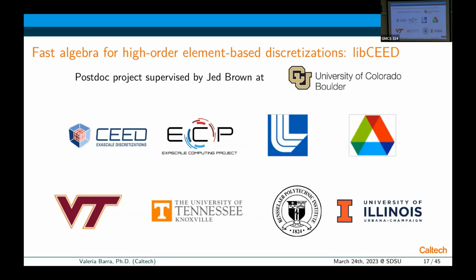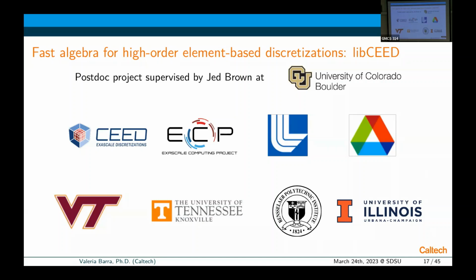Actually, I didn't put all of the logos here. The project is called CEED, the Center for Efficient Exascale Discretization. The PI is Tzanio Kolev at Livermore National Lab, and we also worked very closely with Argonne National Lab and Oak Ridge National Lab, and universities like Virginia Tech, University of Tennessee, RPI, and UIUC. We were under the umbrella of the Exascale Computing Project, so big DOE funding.